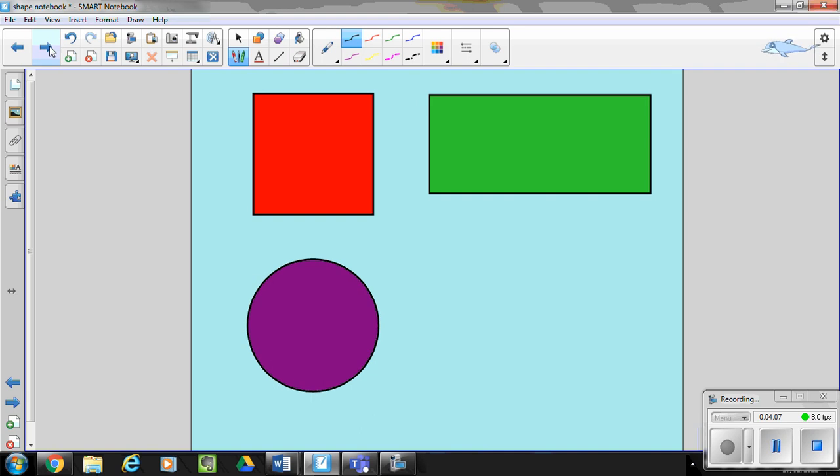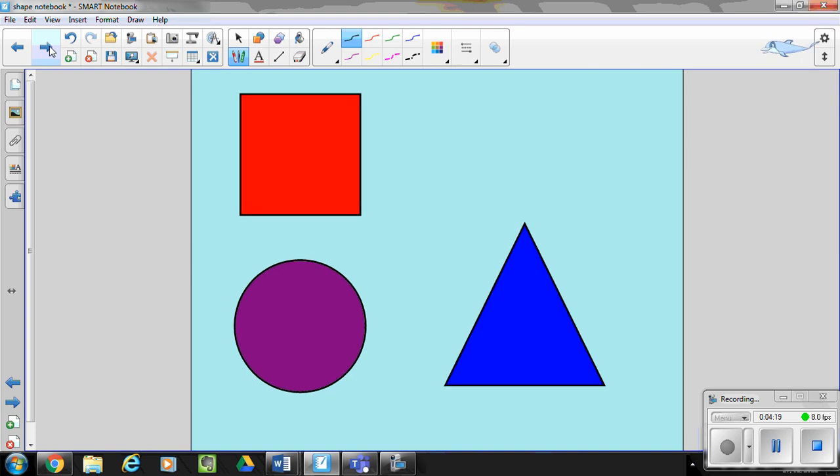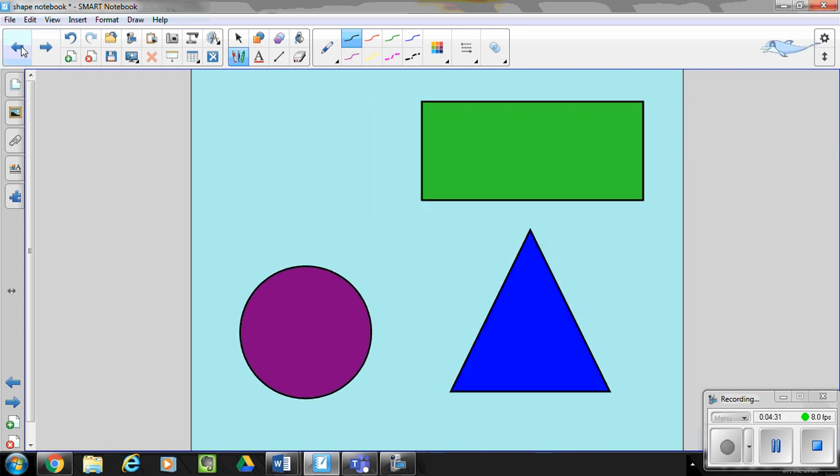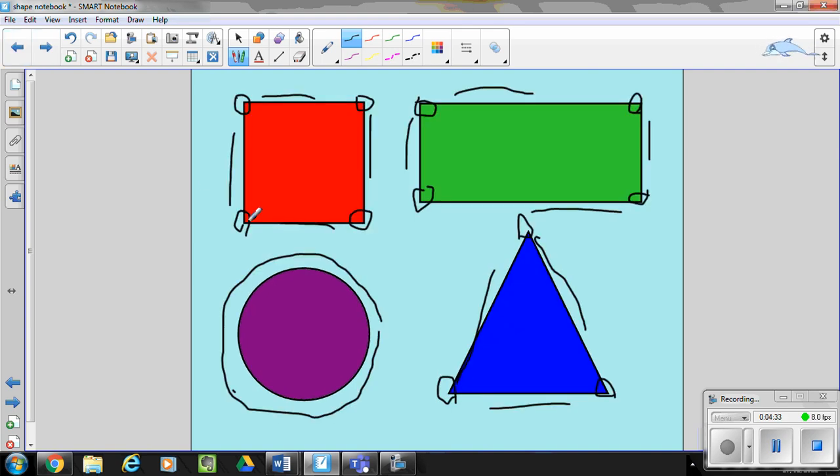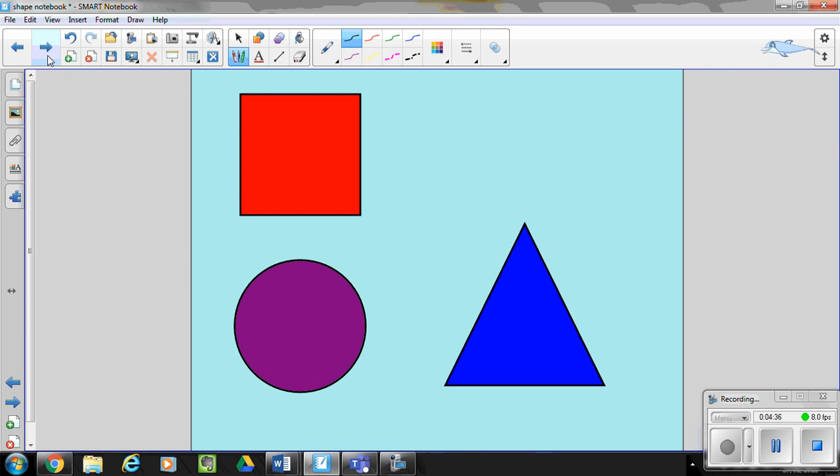Oh, which shape's disappeared this time? That's right, it is a triangle. And the triangle has got 3 sides and 3 corners. Ready for our next one? Oh, which shape's disappeared that time? It is a rectangle. And what can you tell me about a rectangle? Let's go back and have a look at it. A rectangle has got 4 sides and 4 corners. 2 long sides and 2 shorter sides.